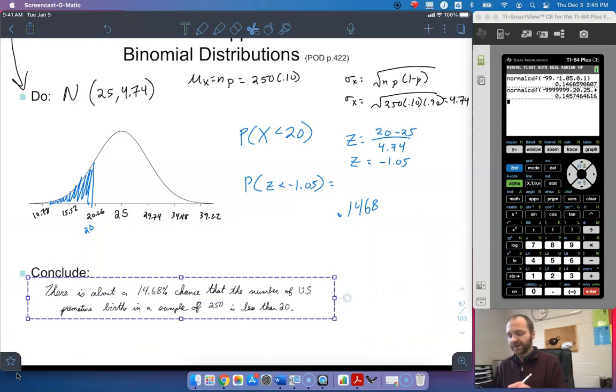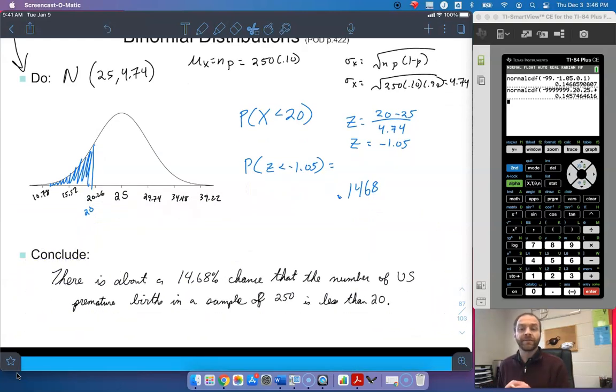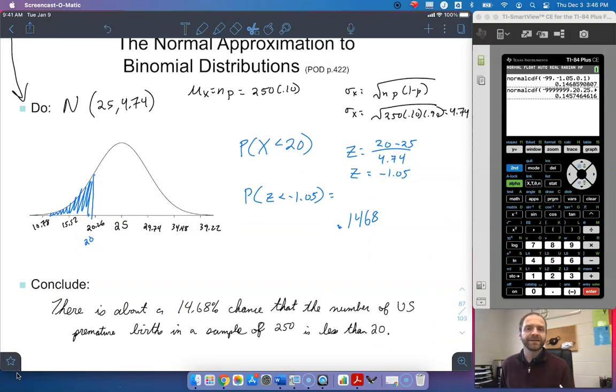And so here is what this means. There is about a 14.68% chance that the number of U.S. premature births in a sample of 250 is less than 20. And so we can look at that and go, boom, we're done. That conclusion right there states what's our probability, the context of it. It states what's your population and what is the sample, because everything is based off that sample.